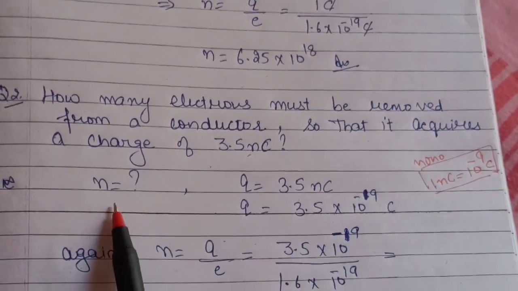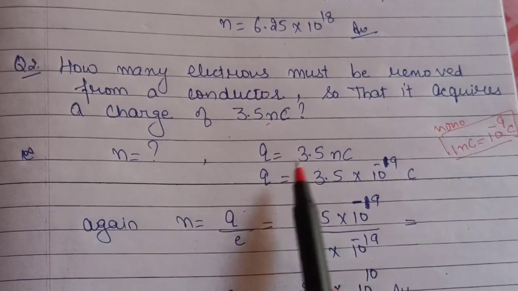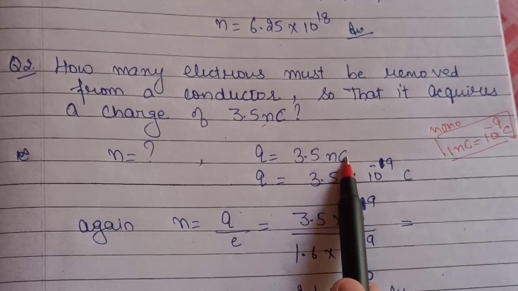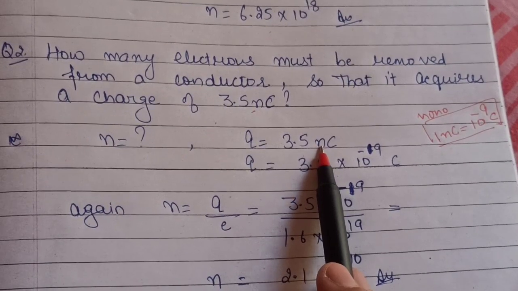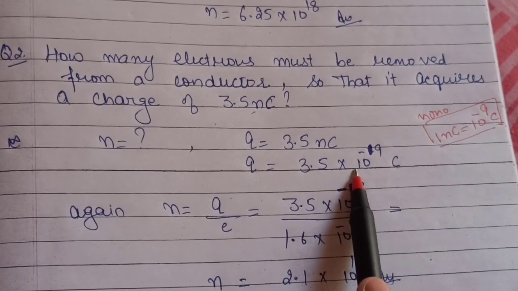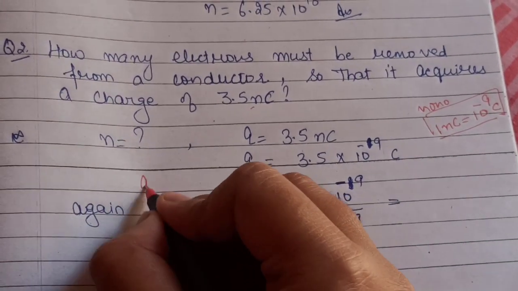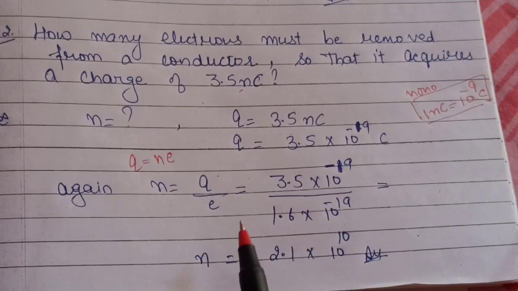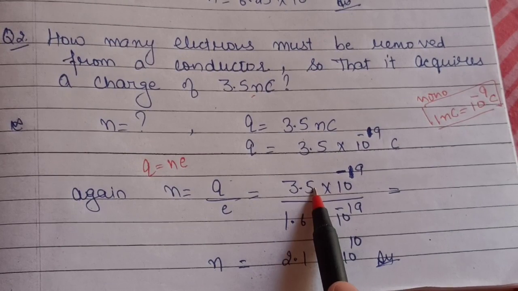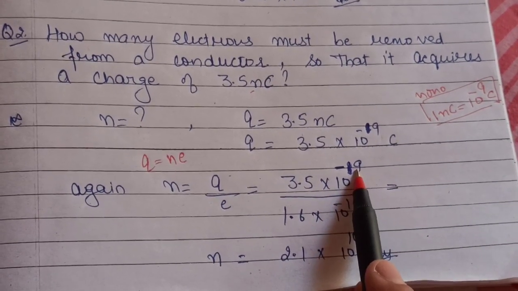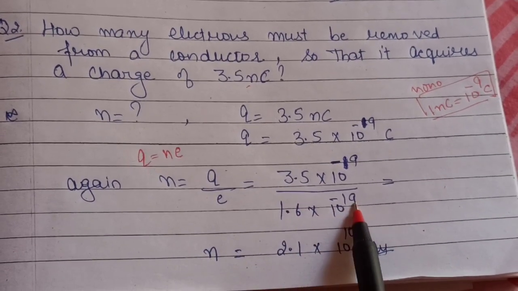So again in this question we have to find the number of electrons. So n is the question mark. Q is given 3.5 nano coulomb. So firstly change the value into SI units. So I have changed nano into coulomb by multiplying it with 10 raised to power minus 9. Again we will use the formula Q is equal to NE. From here N is Q divided by E. So let's substitute the values. Q is given 3.5 into 10 raised to power minus 9 and E is, as we know, 1.6 into 10 raised to power minus 19.